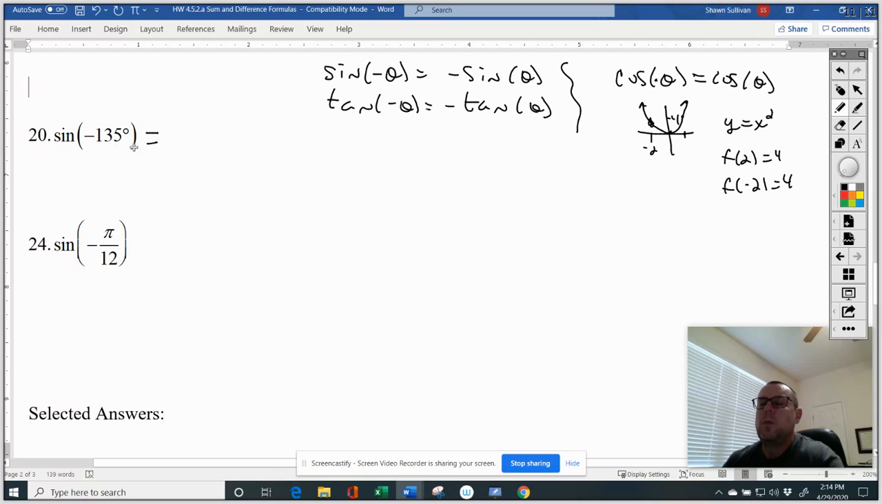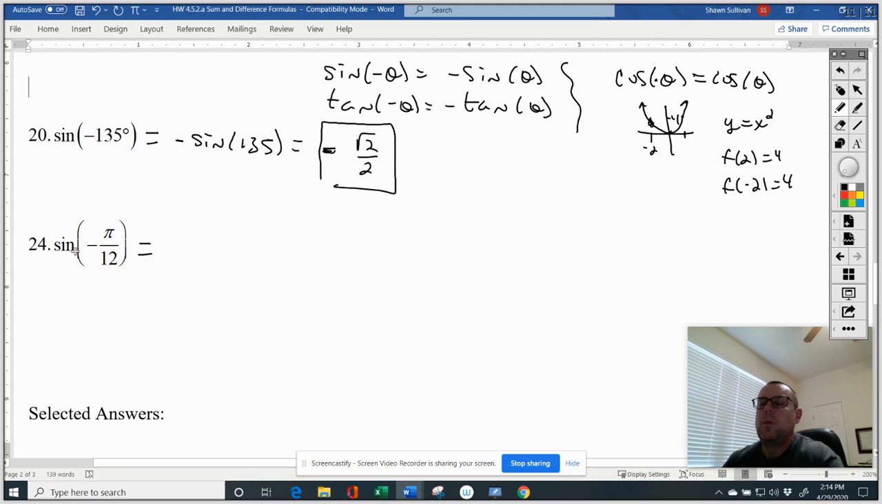So we've already done sine of negative 135, basically. If we go back to problem number 2, first let's just use our identity. Sine of negative 135 is negative sine of 135. And we already did sine of 135 degrees. And sine of 135 degrees, don't forget your negative, is the square root of 2 over 2. Done.